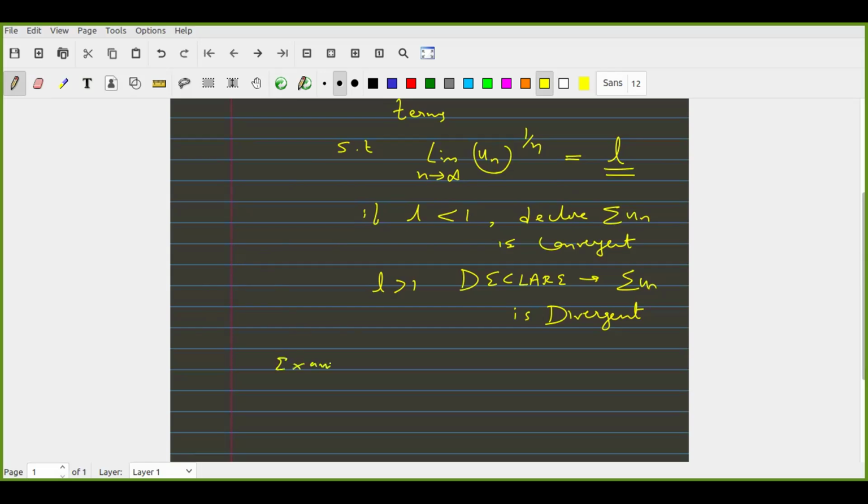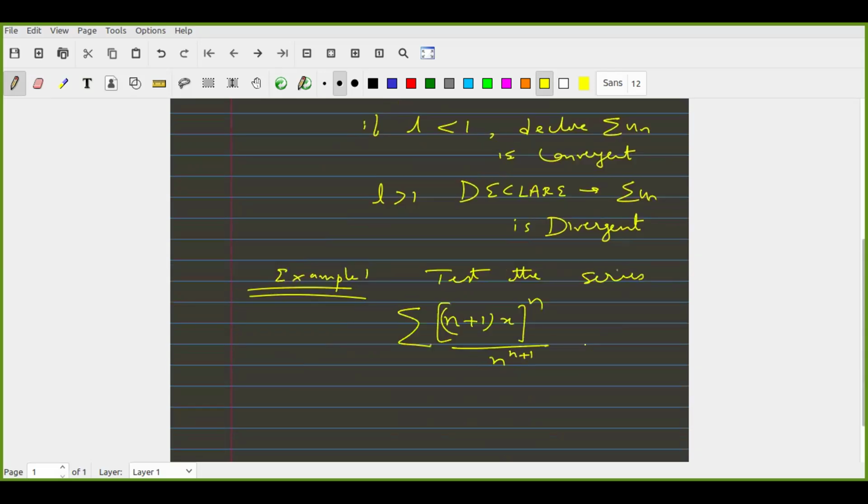Example 1. Suppose we are given to test the series summation (n plus 1) times x, the whole power n, divided by n power (n plus 1). This is the kind of series that we have to test.